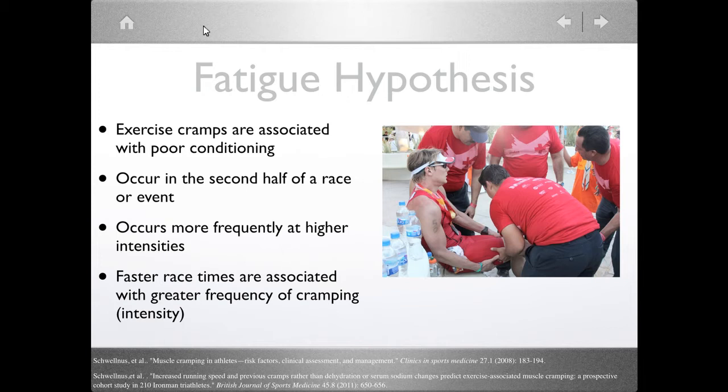Notice also that cramps occur in the second half of a race or event. They occur more frequently at higher intensities, and people who run faster race times have a greater frequency of cramping. This all leads to the fatigue hypothesis of cramping: that fatigue results in neural changes which lead to cramping.